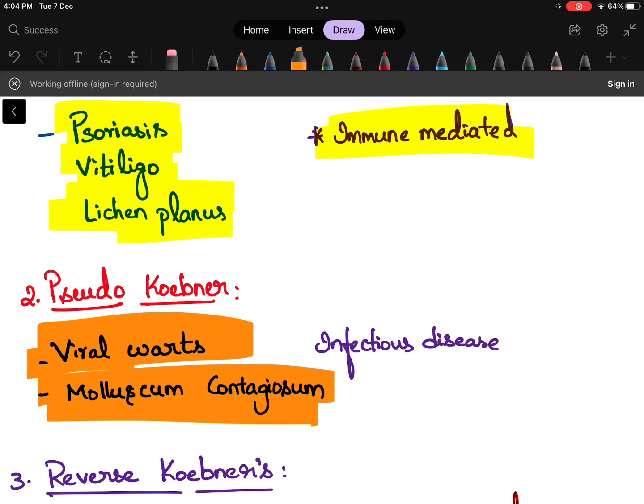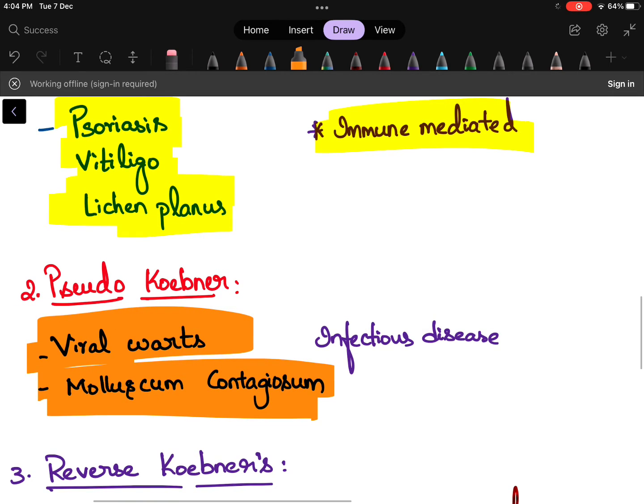When we make a trauma, for example, if the person with viral warts or molluscum contagiosum scratches on a fresh area, the viral particles from the lesions may spread to that fresh area and new lesions may occur there. This is not because of an immune mediated response of the body, but because of auto inoculation of the viral particles from the patient's body itself. Because of this, this reaction looks like Koebner's but is not actually Koebner's. So we name it pseudo Koebner's, also known as false Koebner.